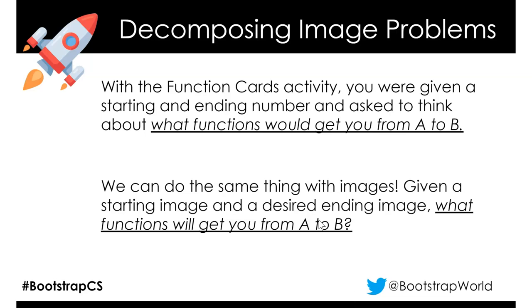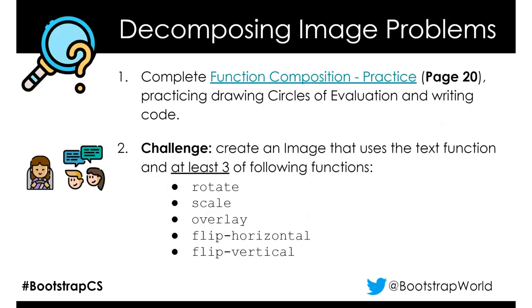With the function cars activity, you started and ended with a number to think about what functions you would use to go from A to B. We do the same thing with images. You can get a starting image and a desired ending image and figure out what functions will take you from A to B. Hopefully you can see how this plays into our game, because at any one part of our game, we're going to have an image that represents the current state of the game. And we're going to want something to happen. We're going to want our player to jump, our player to duck, a target to move. All of those things are going to happen sometime in the future. And we're going to have to figure out what functions we need to get from one state to another state. So this is just the first simple step in that direction.